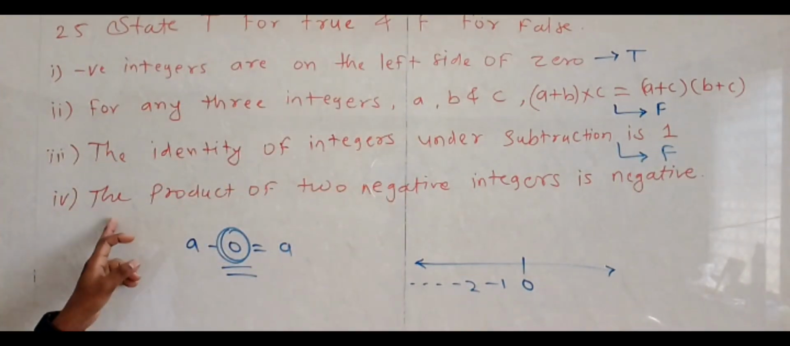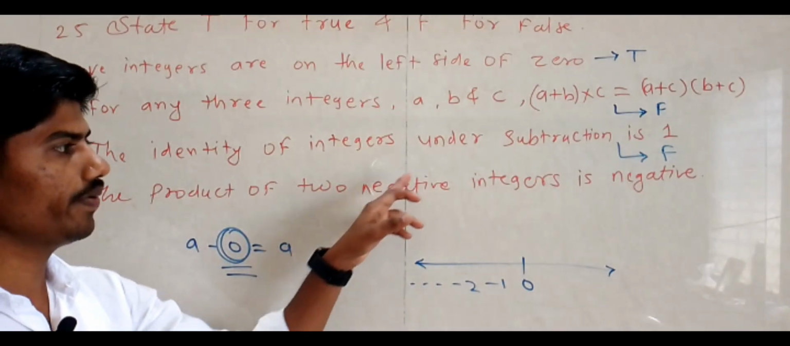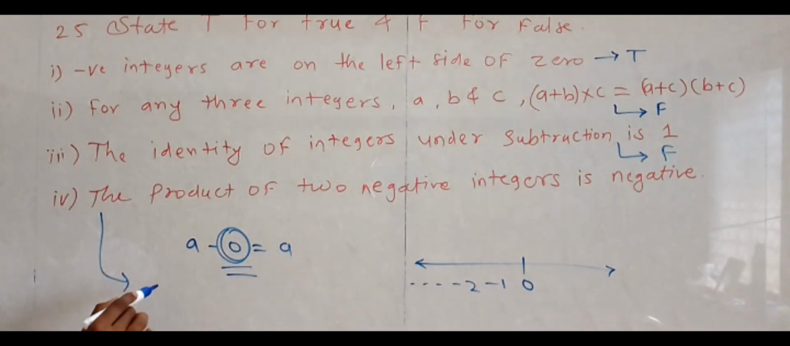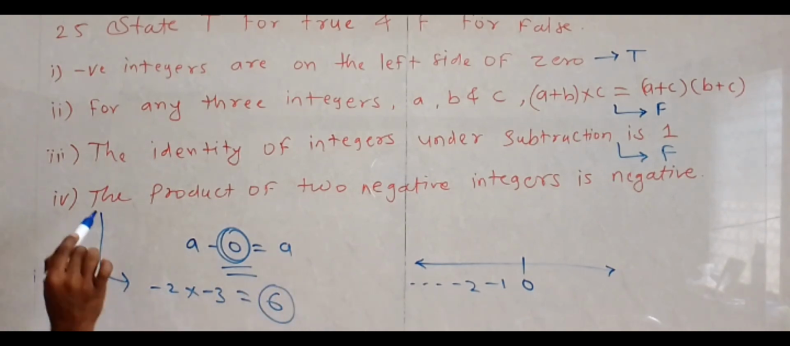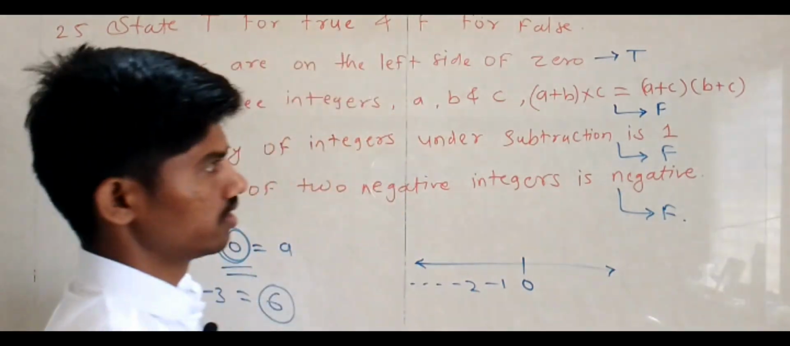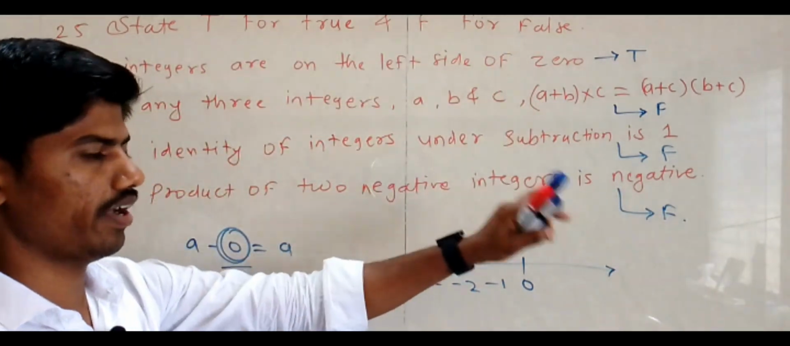Last one, the product of two negative integers is negative. This is not going to be possible. How? So suppose we are taking -2 into -3, it becomes +6. So this one is also false. TFFF.